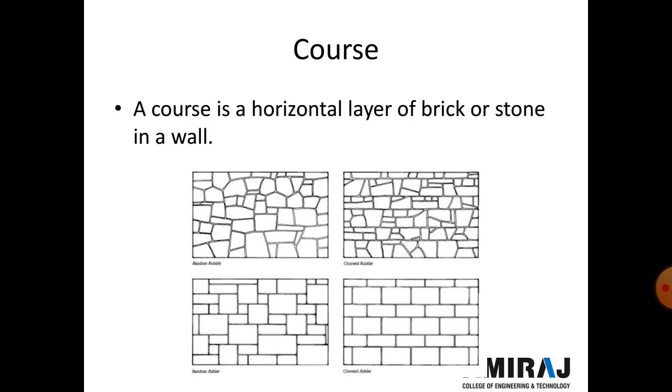Next is course. A course is a horizontal layer of brick or stone in a wall. See this figure, where a number of designs are seen. All the layers of brick or stone used in a wall, put one above another to prepare a masonry work, are called a course.